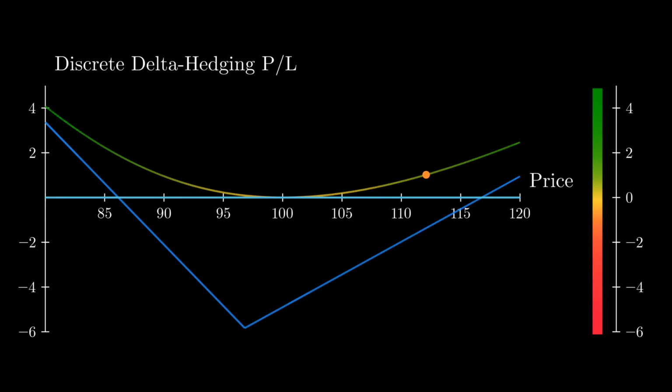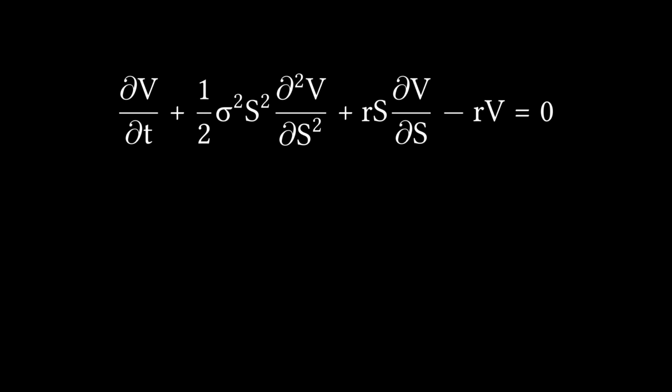So it is the convexity, or gamma, that is responsible for the deviation of discretely hedged options from the theoretical value of 0. And we can see gamma's role in the Black-Scholes-Merton partial differential equation, or PDE.